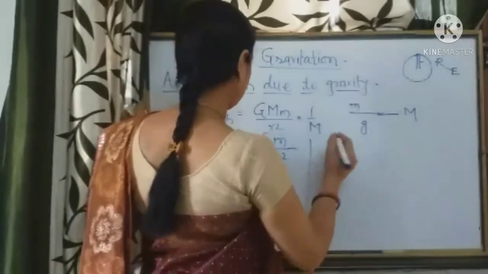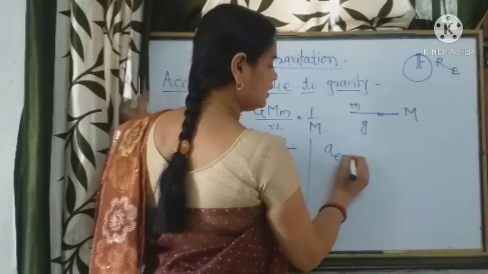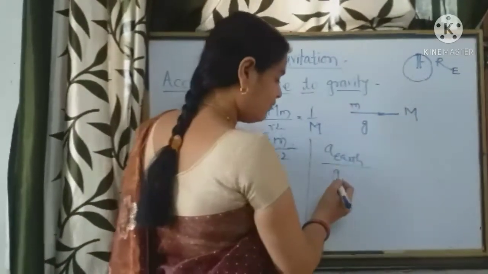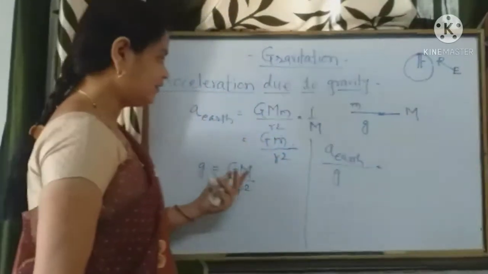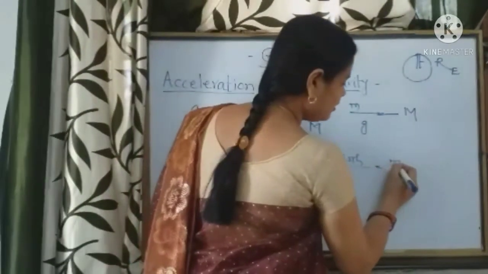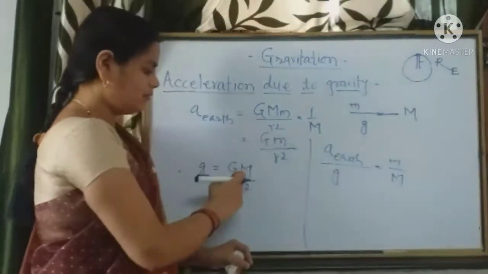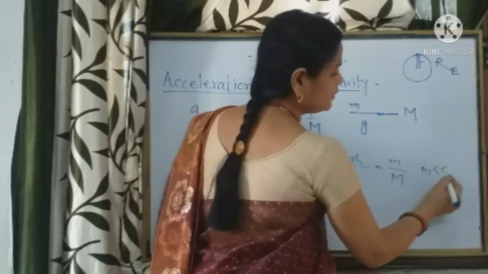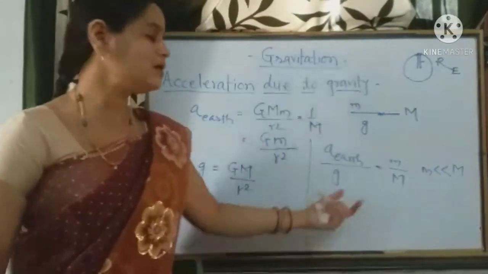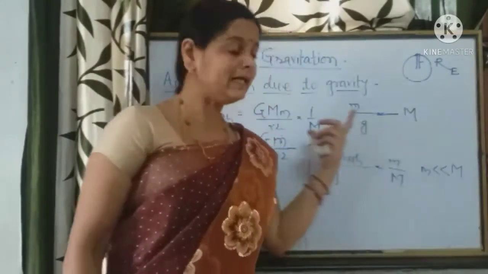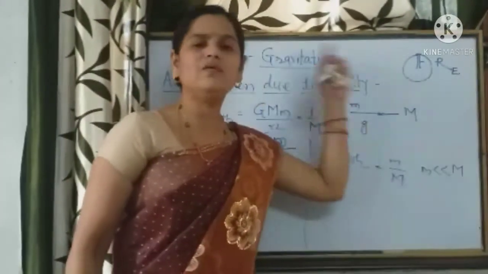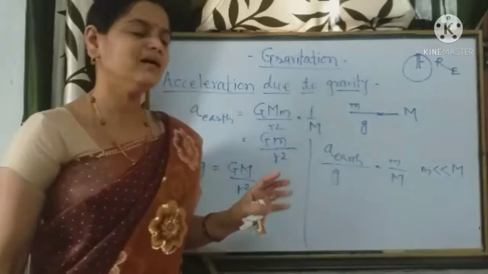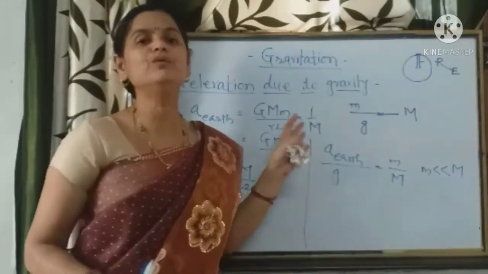If we take the ratio, that is the acceleration of the earth to the acceleration due to gravity felt by the body, then we have small m divided by capital M. This means small m is much less than capital M. The mass of the earth is much greater than that of the point mass. So this ratio is very much less than 1, nearly equal to 0. Thereby the earth will not get moved towards the body.